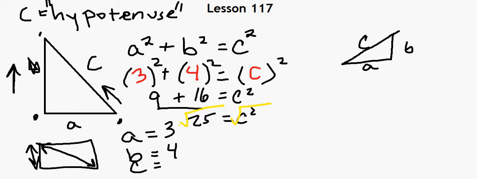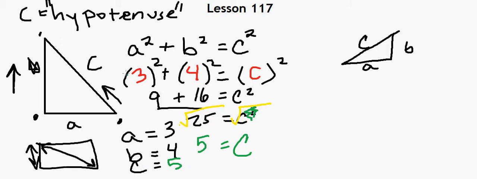What's the square root of 25? What times what equals 25? It's a perfect square. It's exactly 5. And that will equal, by taking the square root, we lose the C, or the little 2. And it turns into just C. So C equals 5. And 3, 4, 5 will always be the case.